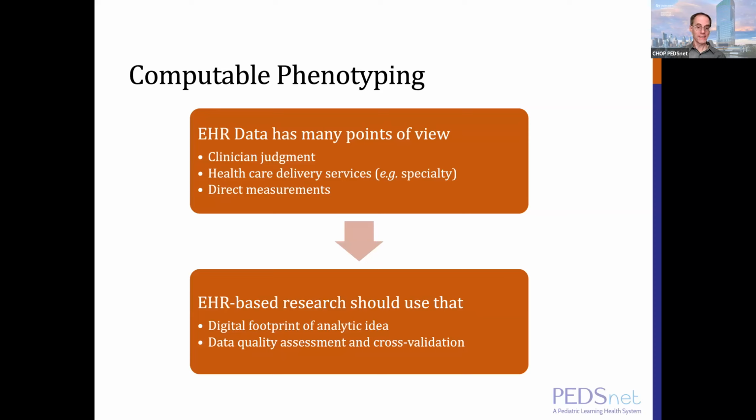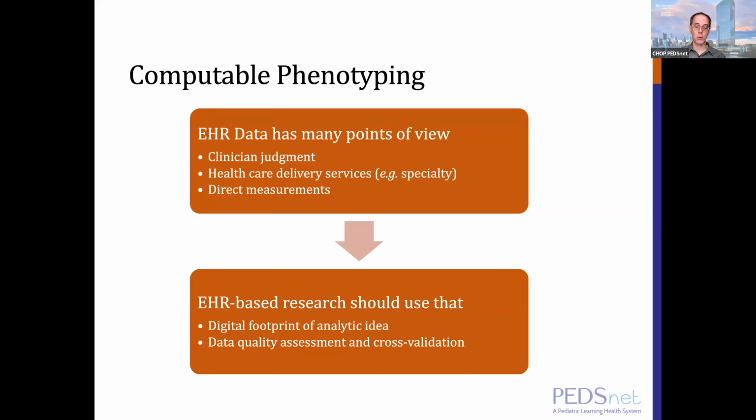We should use that in our research, and that's a process that informaticians call computable phenotyping. What is the way to integrate the data, to find, if you will, the digital footprint of our analytic construct, so that we can recognize it using all of the information that's available to us? One of the corollaries is that it depends not just on understanding clinical processes, but it depends heavily, critically even, on understanding where the data come from and what the quality of the data available to us are.